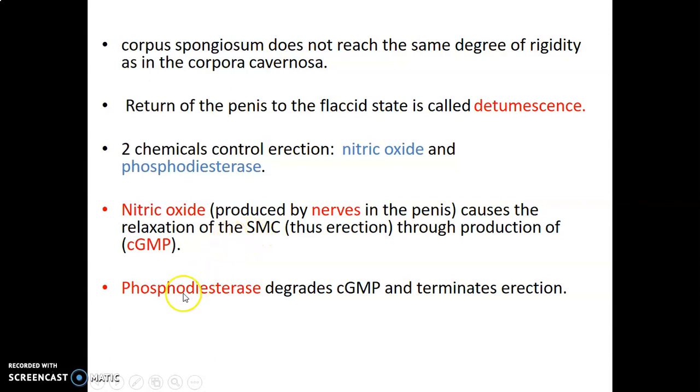Now, after some time, phosphodiesterase enzyme comes in. It degrades this cyclic GMP that regulates relaxation of smooth muscle. Therefore, you terminate erection. So phosphodiesterase helps detumescence to occur. Nitric oxide and cyclic GMP are responsible for erection.